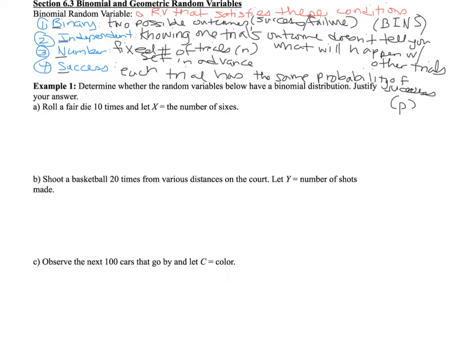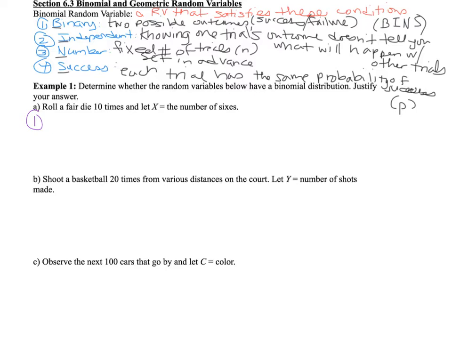So for these examples, we want to know whether the random variables below have a binomial distribution. And I specifically asked you to justify your answer. When I ask you to justify your answer, whether something is binomial or not, you're going to look at the 4 conditions we have above. So let's look at them one at a time. So first of all, the binary condition. So my binary condition means that I have 2 possible outcomes, and I do have 2 possible outcomes.